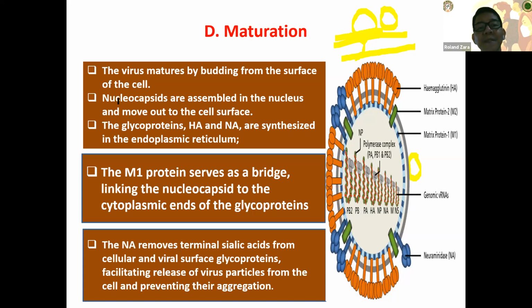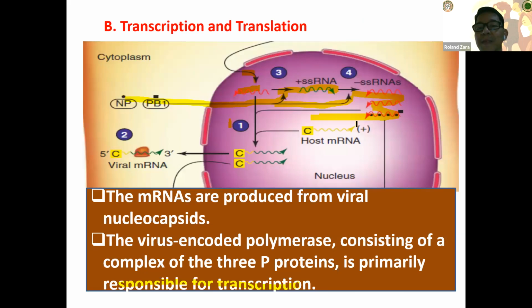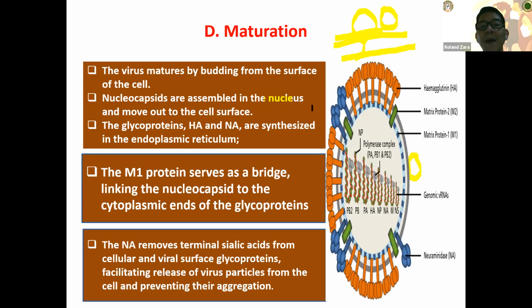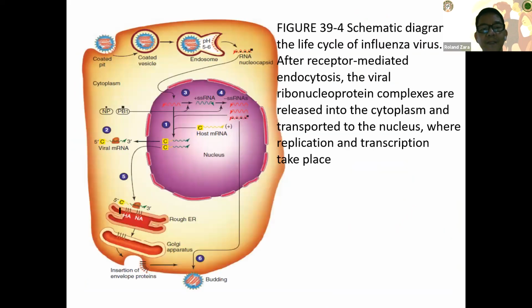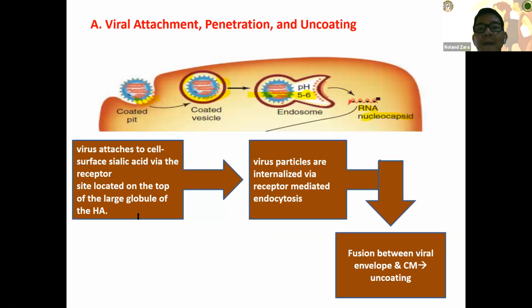The nucleocapsid is assembled in the nucleus, and moves out to the cell surface. The hemagglutinin and the neuraminidase are synthesized in the endoplasmic reticulum with the help of the ribosome. They are transcribed from 5 prime to 3 prime to make the proteins hemagglutinin and neuraminidase. So that happens in the endoplasmic reticulum.